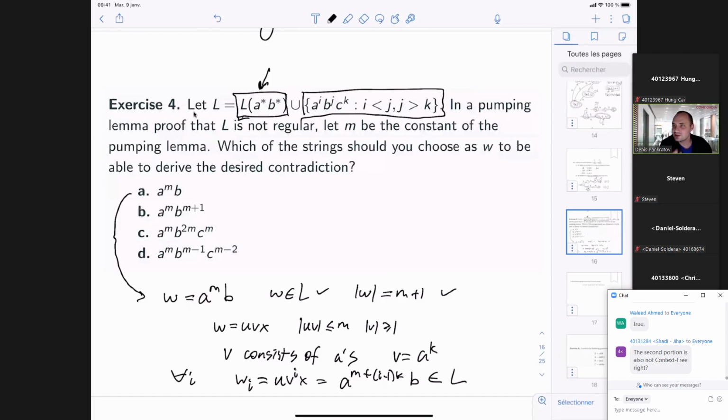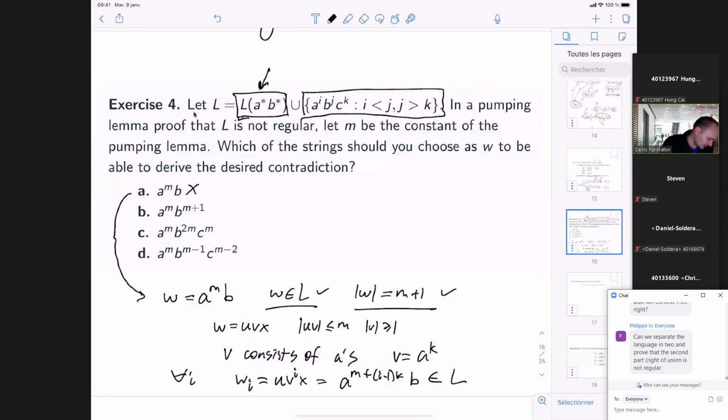And we're trying to get a contradiction. We're trying to pump and get a string that's not in the language. We're trying to get it outside of the language. So with this choice, although it satisfies the basic conditions that it should be in L and its length should be at least M, when you go and try to pump it, you'll never be able to derive a contradiction. So this choice doesn't work.